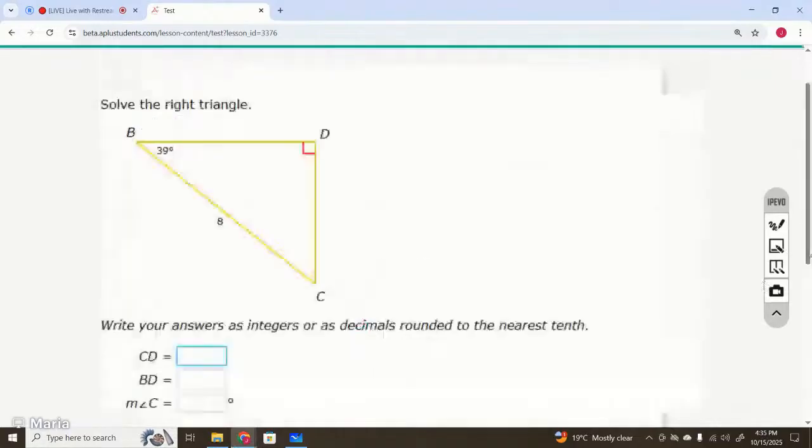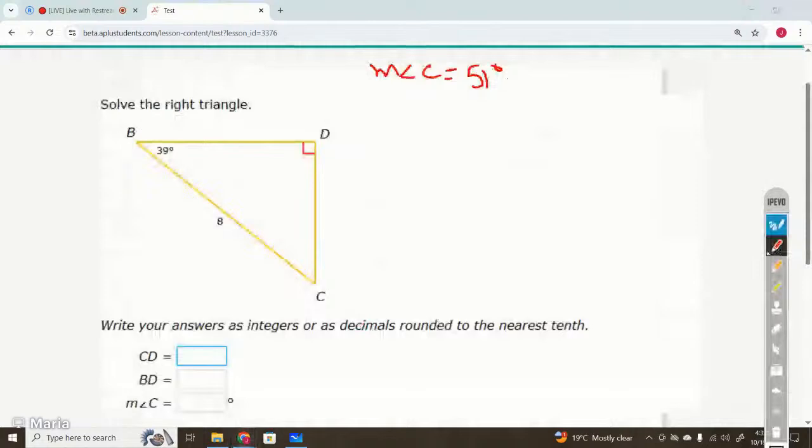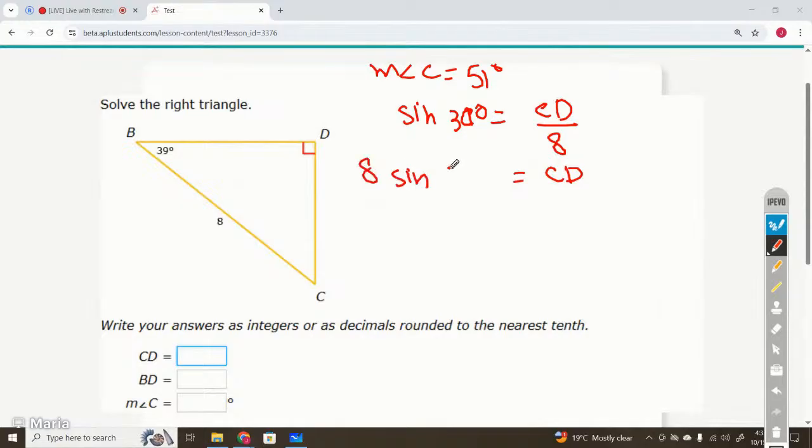Let's just calculate the other two side lengths, right? Angle C is 51 degrees. So we need to calculate sine 39, right? Sine 39 is CD divided by 8. So CD equals 8 times sine 39. Sine 39 is 0.629. So 0.629 times 8 is 5.03. So CD equals 5.0.